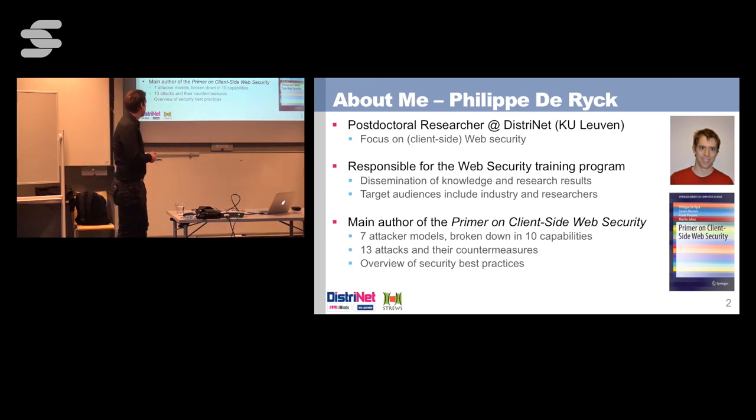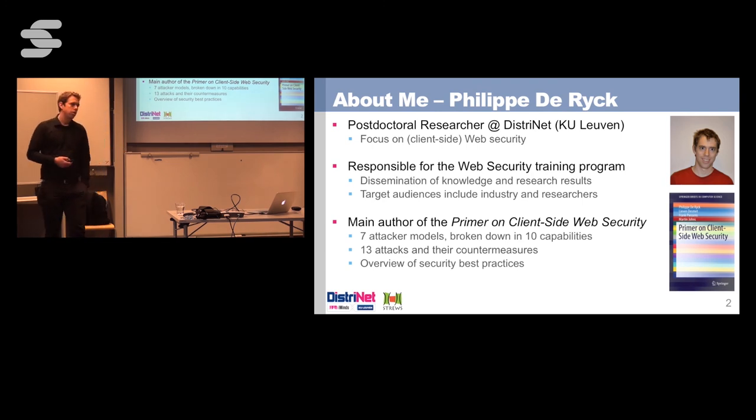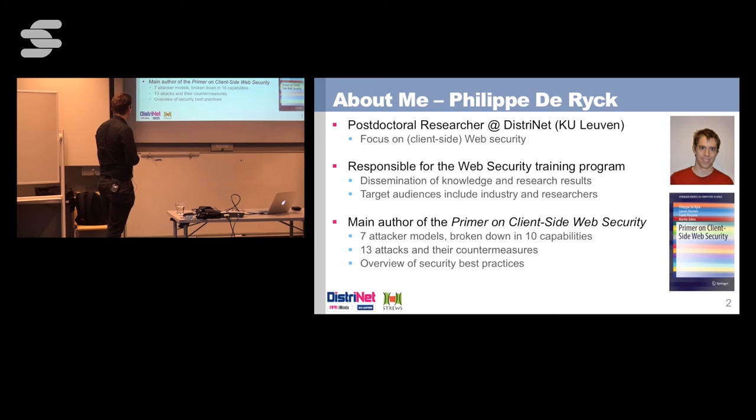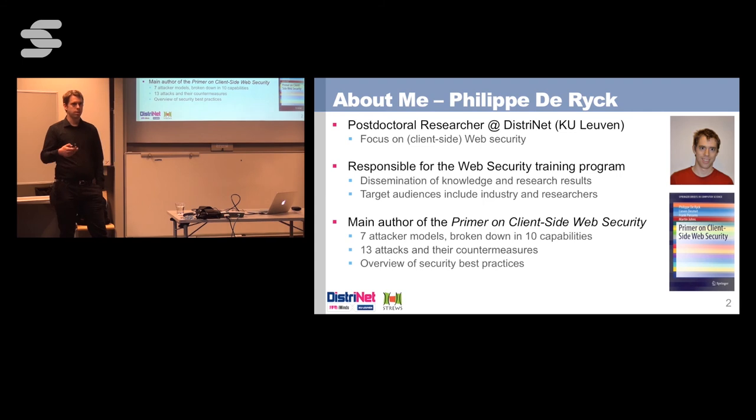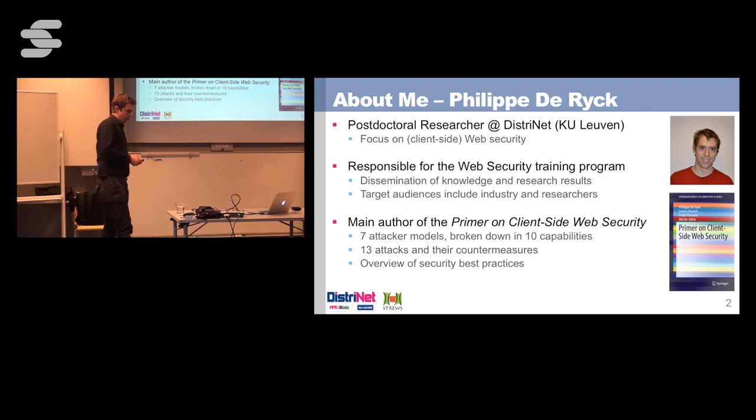In the book, we focus on client-side web security. We have about 7 attacker models, which we break down in capabilities, and for each of them, we start analyzing which kind of attacks are possible on web applications, especially from the client side. We cover 13 attacks. There are countermeasures, both things you can deploy right now, things that are available in research, and we have an overview of best practices. So as a developer, it's very useful. You have a kind of a checklist. Okay, this and this and this are things I definitely want to deploy.